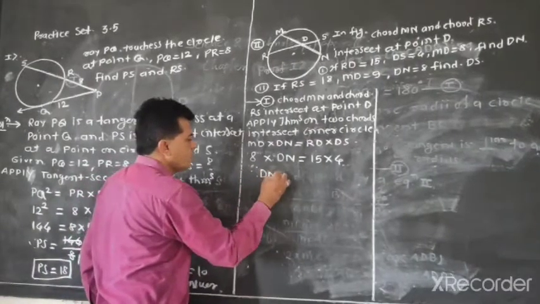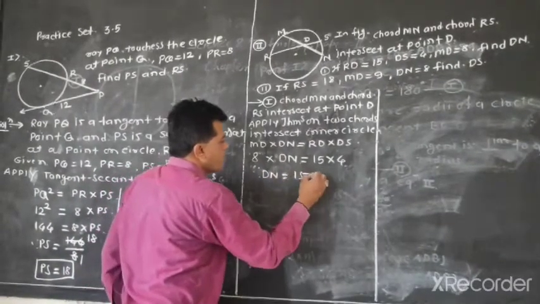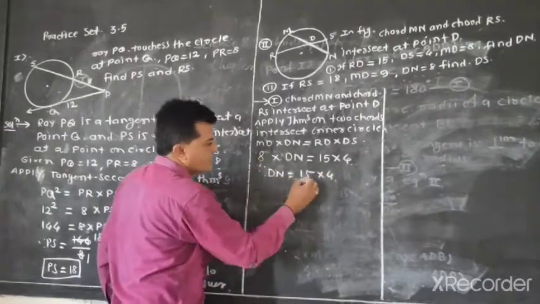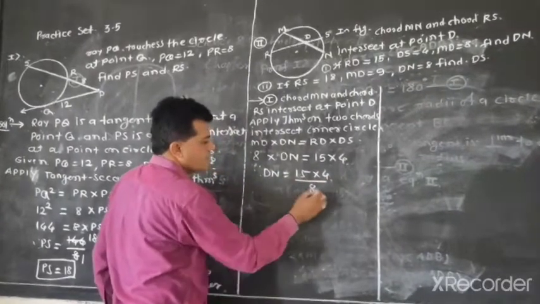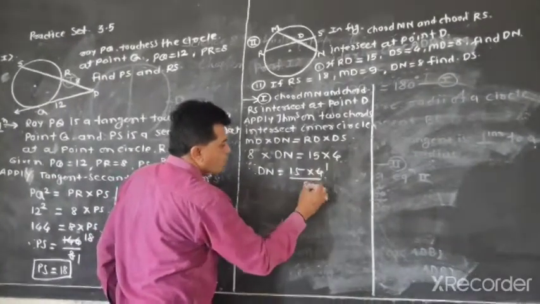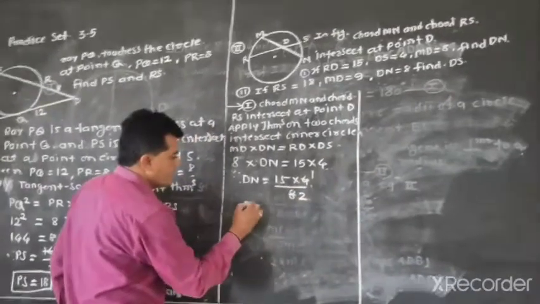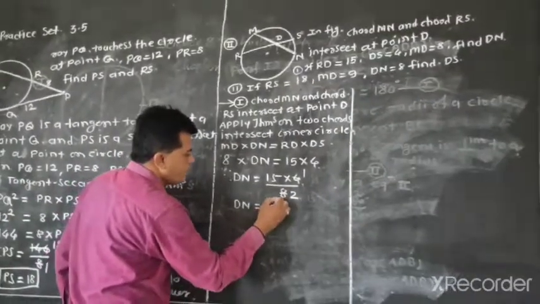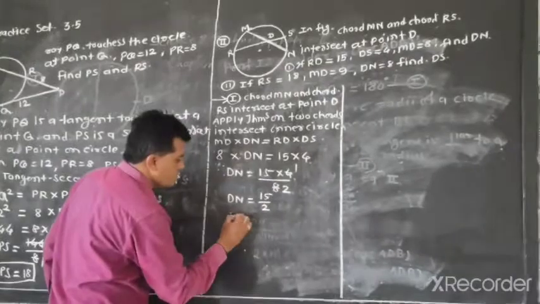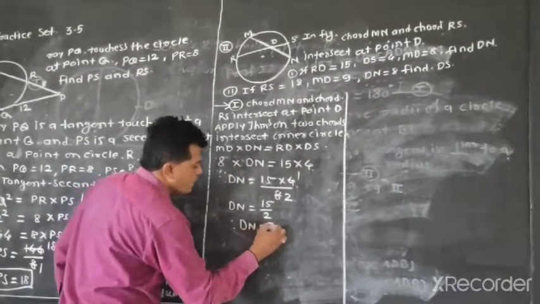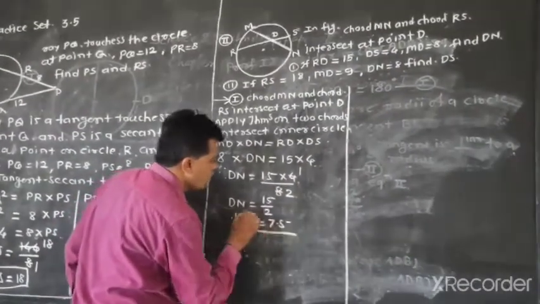Then 8 multiplied by DN is equal to 15 multiplied by 4. Transferring 8 to the other side, 4 divided by 8 is 1 by 2. Then DN is equal to 15 divided by 2, that is DN is equal to 7.5. Here is the value of DN.